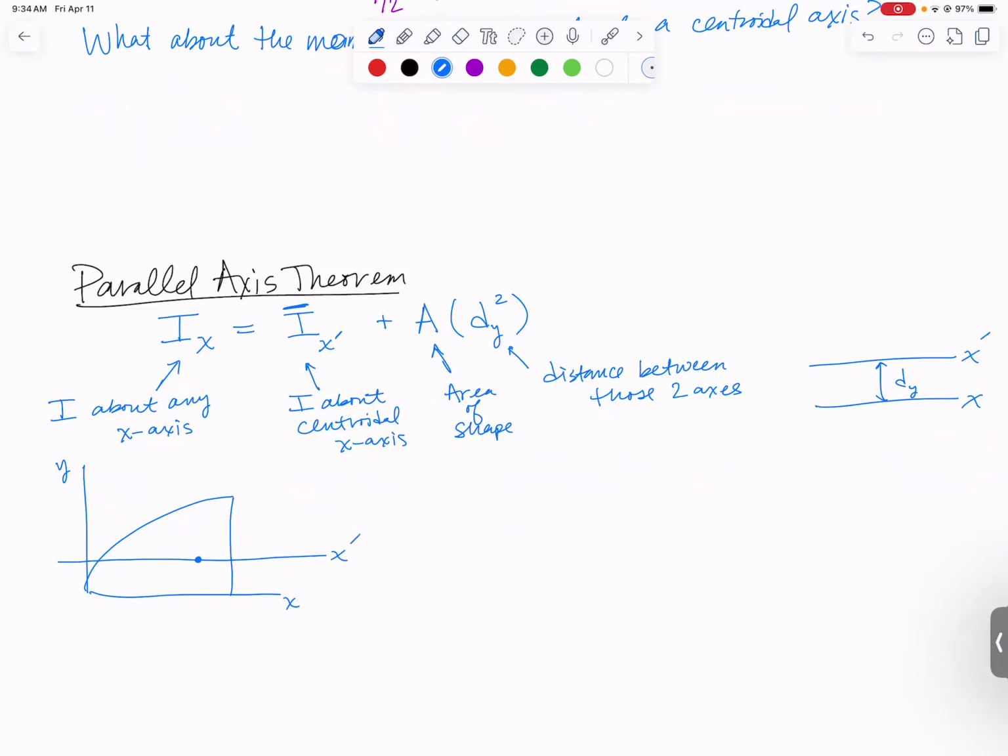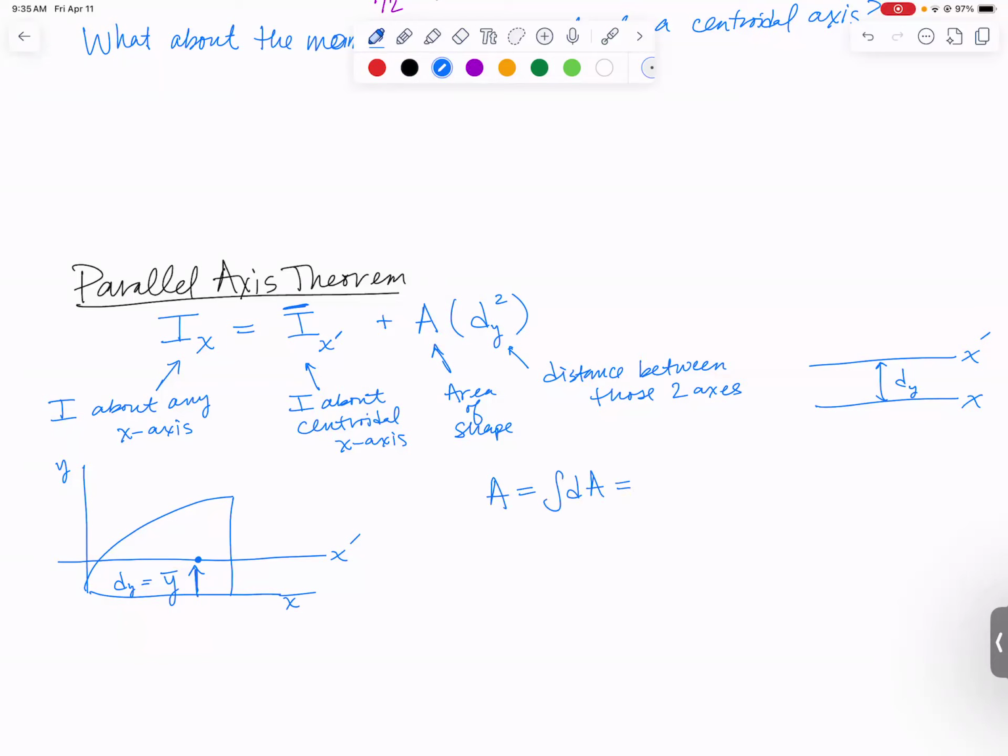And remember what we called this? The distance from the x-axis to the centroid, we called that guy y bar. That's actually going to be equal to our dy for this problem, the distance between the two axes that we're trying to find the moment of inertia of. So to do this, you'll notice I need the area. Area is the integral of dA. Hey, I already had a dA that I found before.